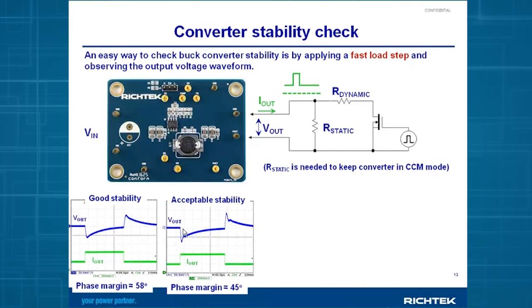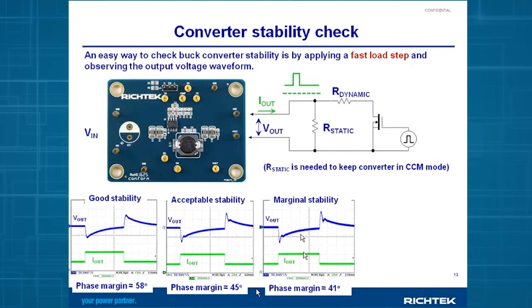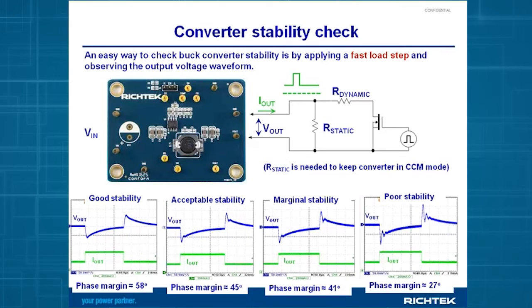This picture still is acceptable. It will have a phase margin around 45 degrees. When you go into worse stability, you will notice that the bump becomes more distinguished, more clear. There will be maybe an extra bump on the second time, and this indicates that the stability of your converter becomes marginal, in this case around 41 degrees.